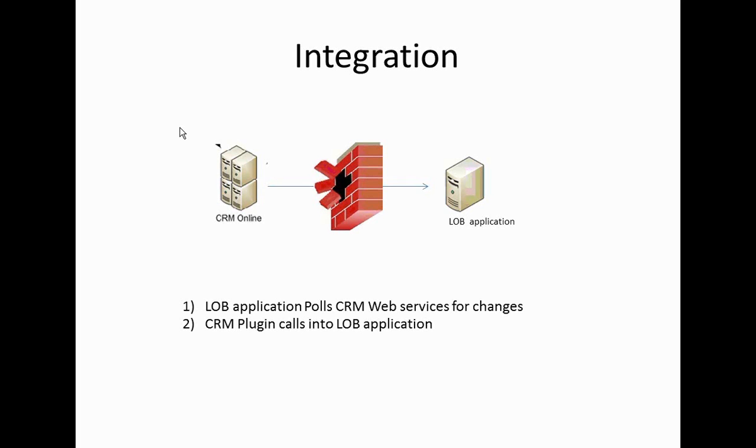The second approach that you can take is to have a CRM plugin that calls into the line of business application. You run into a number of problems with that approach because in this case you have to worry about opening up your line of business application. I've indicated this in this picture by having a hole in the firewall, because you have to let the CRM Online application call into your line of business application that's running inside your corporate network. And we all know that IT doesn't like to open up the firewall.